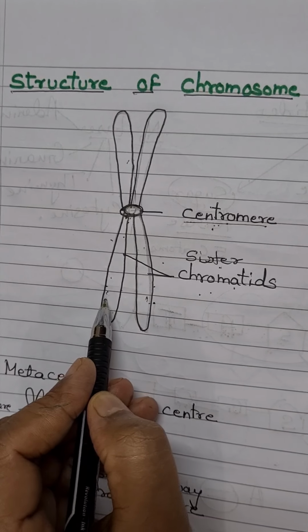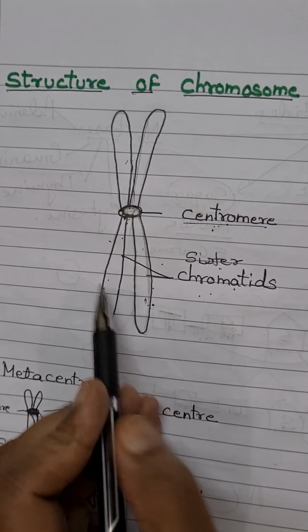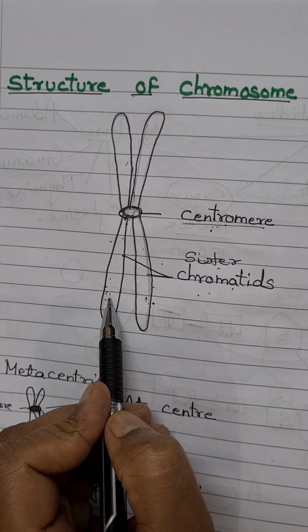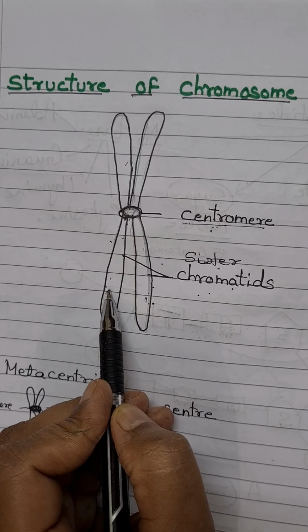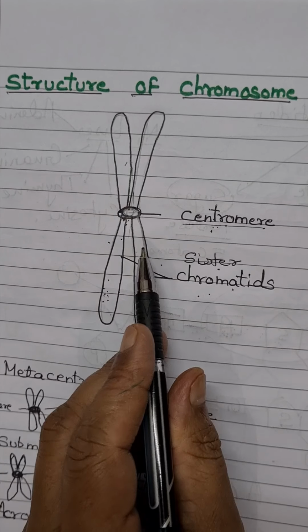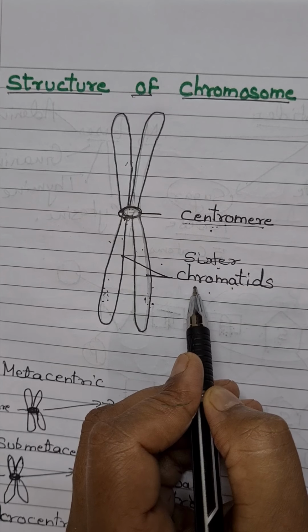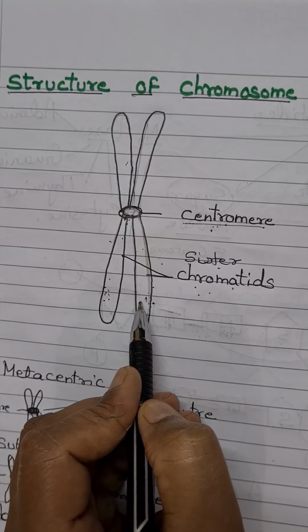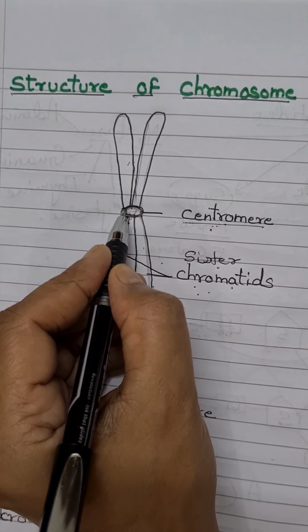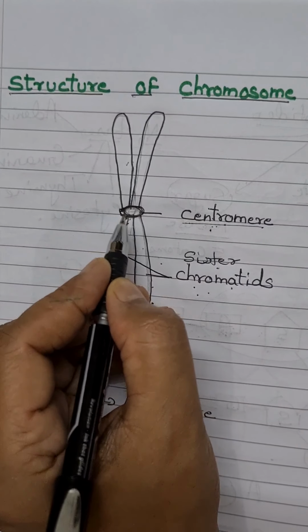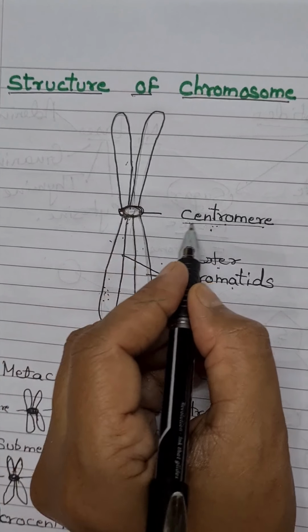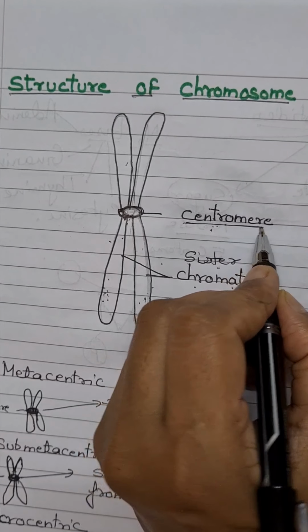These are the chromatids. So two chromatids are present in each chromosome. As they are similar to each other and are part of the same chromosome, we call them sister chromatids. These sister chromatids are joined at one place. The point of attachment of these chromatids is called the centromere.